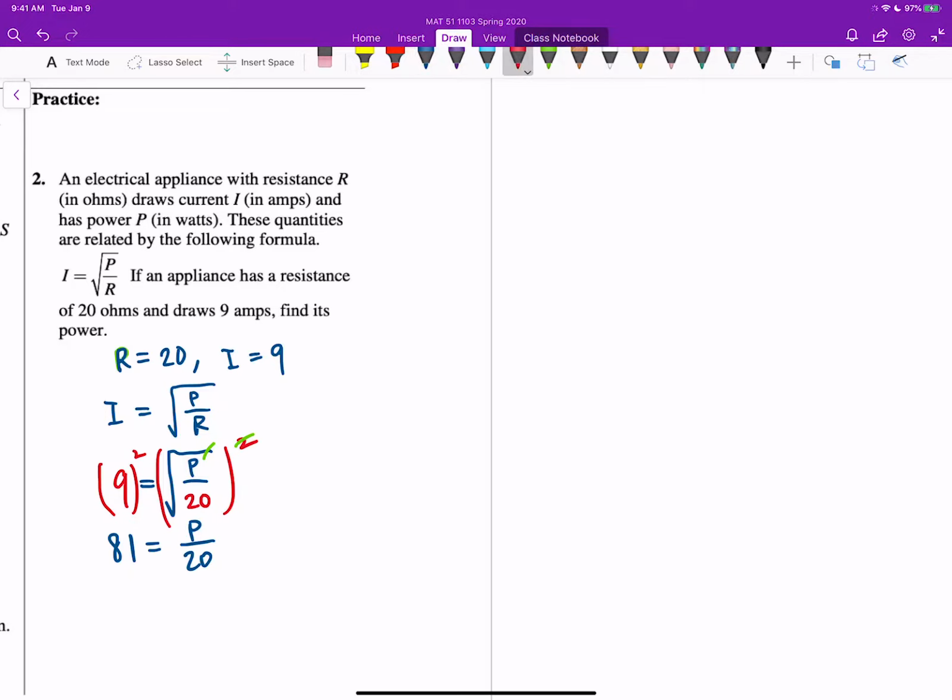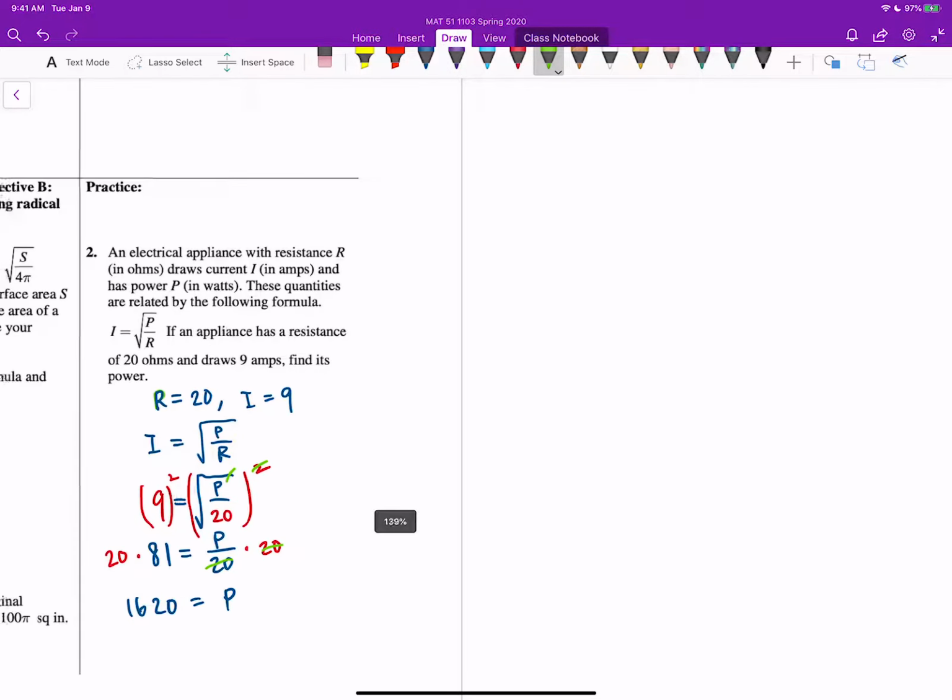Now this is again a very simple linear equation. We need to isolate variable P. To isolate variable P, we will multiply both sides by the denominator, which is 20. It's going to give us 1620 on the left-hand side and P on the right-hand side, because these two 20s cancel out. And we solved our problem number 2.